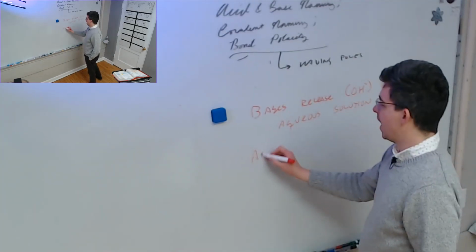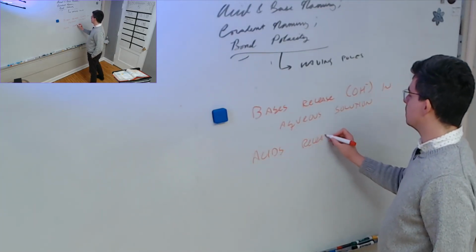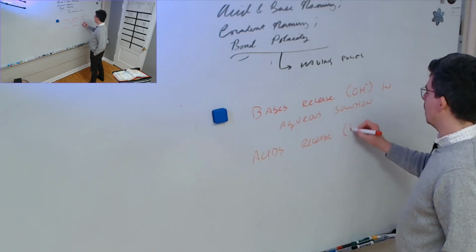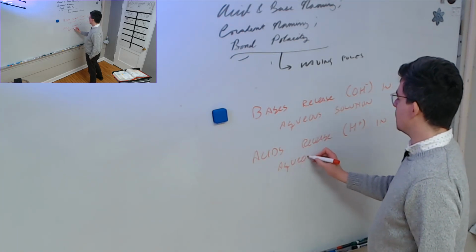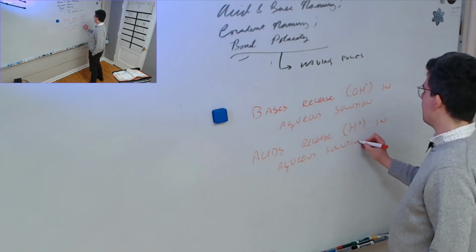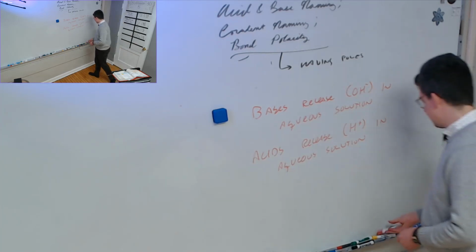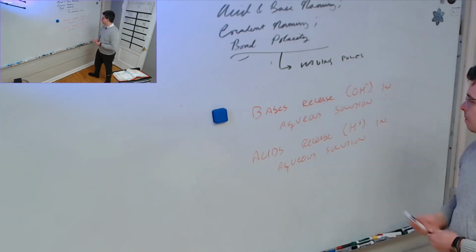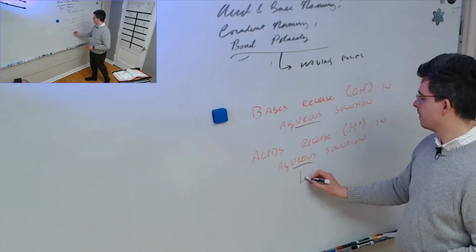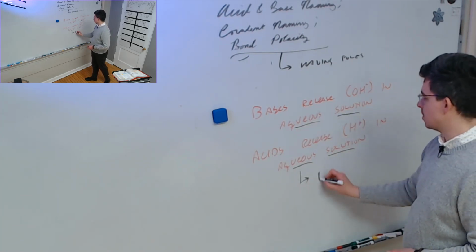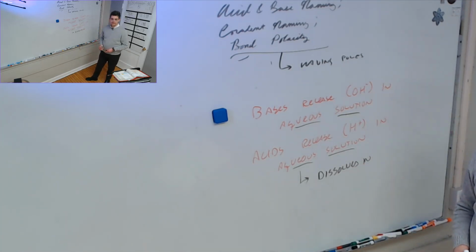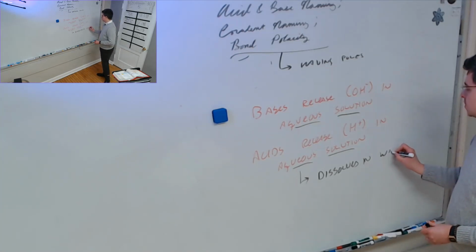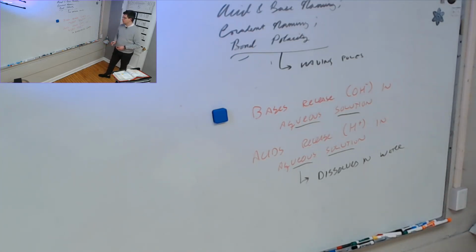And then on the other hand, acids release hydrogen ions in aqueous solution. Remind me, what does aqueous solution mean? Aqueous solution means dissolved in... what do you think the root word of aqueous is? Water. Dissolved in water. So these only count as acids or bases when they're dissolved in water.